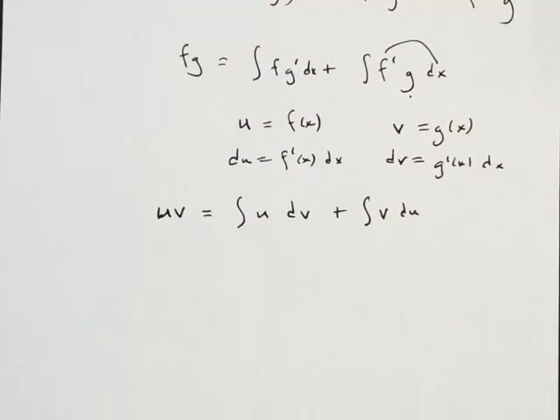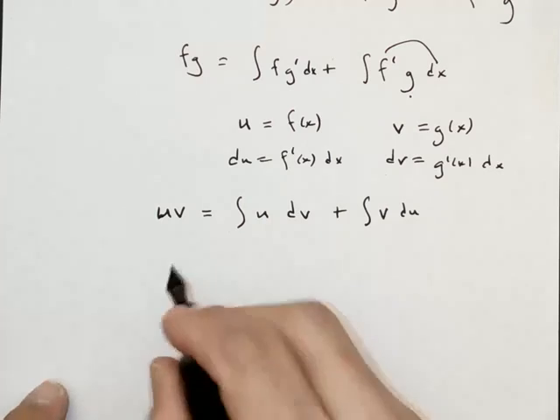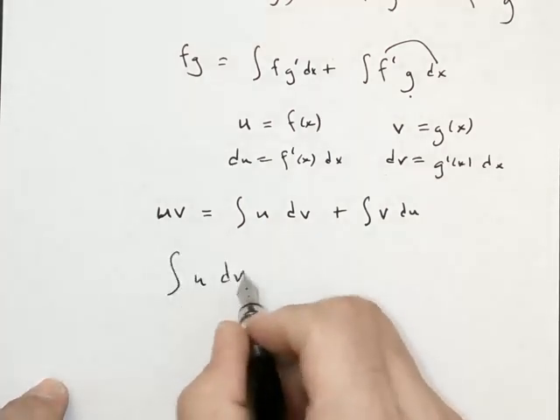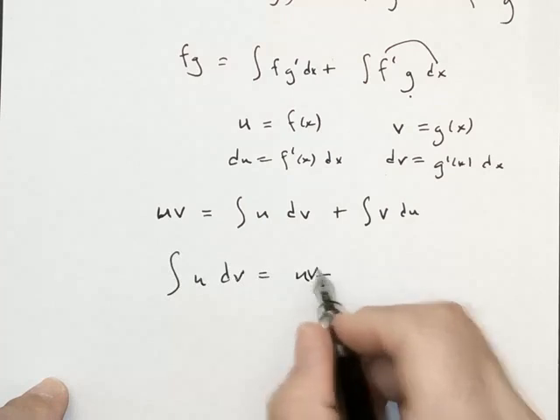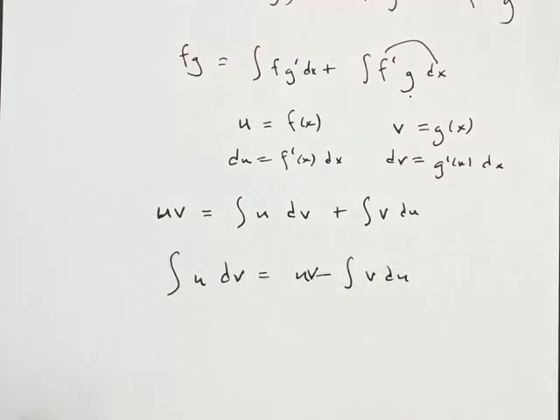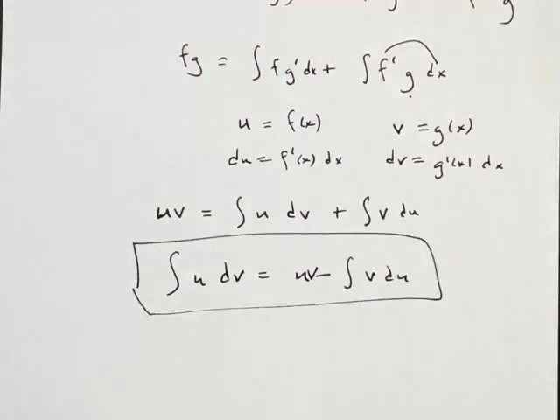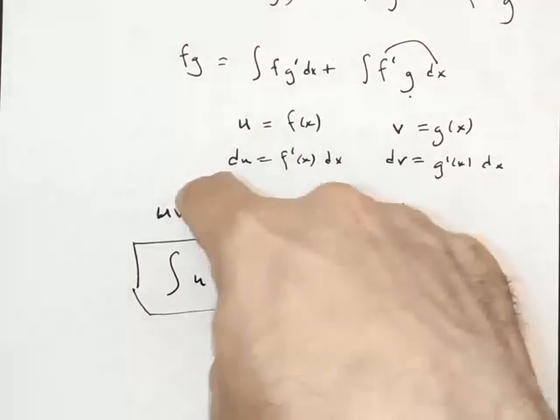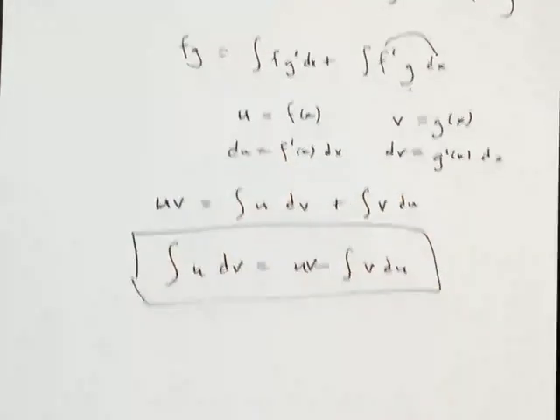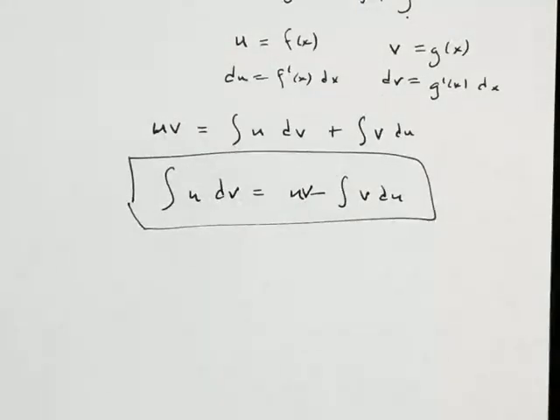I can rearrange this equation. Now, all I've done is I subtracted this v du over to the other side, and then I switched the two sides so that I'd have the integral on one, and I write it in an integral on the other. So it's uv minus the integral of v du.